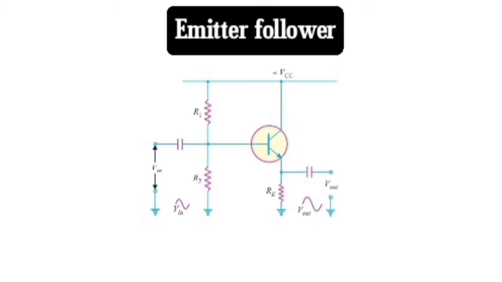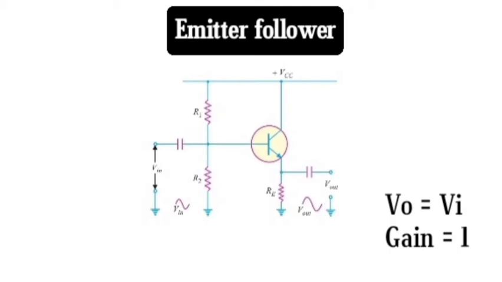And as this is a common collector configuration, the output and input will be in the same phase, and the gain is unity. Input is applied through a capacitor and it is provided with potential divider biasing, and the output is taken at the emitter through an emitter load RE, but there is no load present at the collector terminal, and the VCC is at the collector. In the emitter follower circuit, the output is taken through the coupling capacitor.